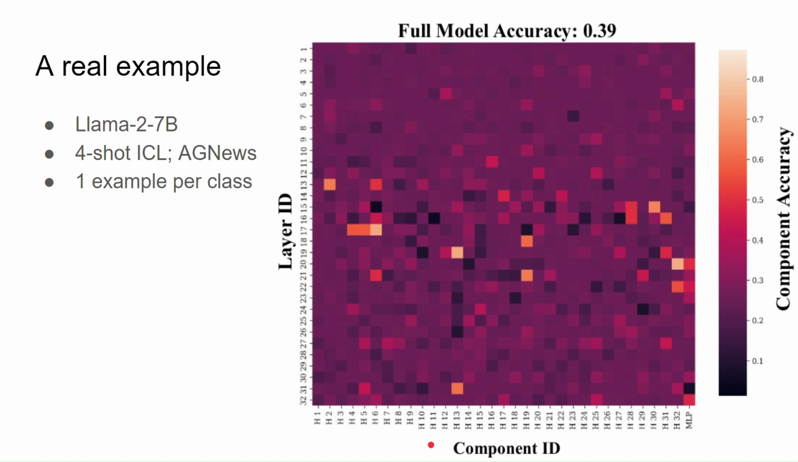This is a real example. The model is Llama 2 7B for ICL on AG News. Under this specific prompt, the full model performs poorly, lower than 0.4 accuracy. And we show how individual components perform in the figure, where each grid is the accuracy of a component.